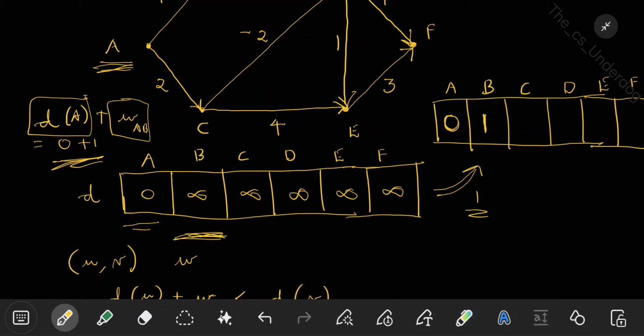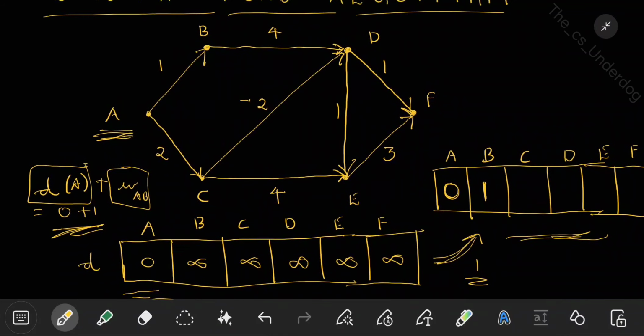Why am I not updating here? That is because when I am updating all other vertices here, I should not take this as reference. I should take the old ones as reference, and then I should be constructing the new distance matrix. That is why I'm looking into the previous state and I'm updating present state. Okay. Edge AB is relaxed.